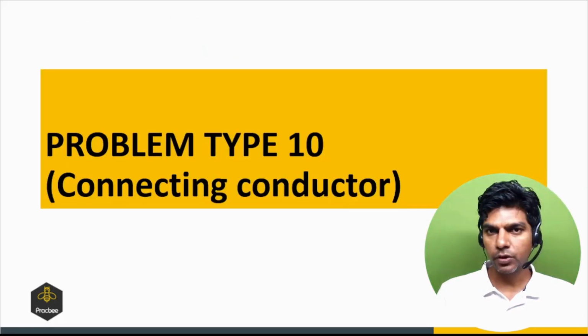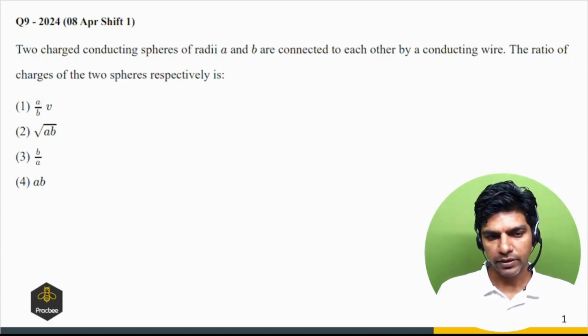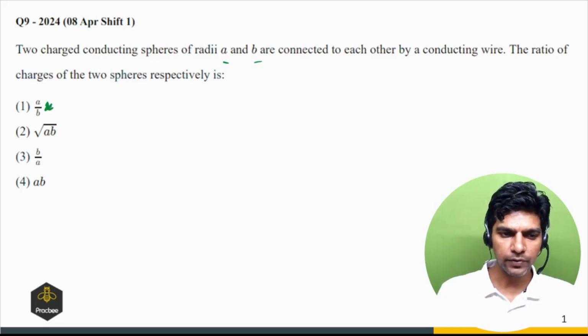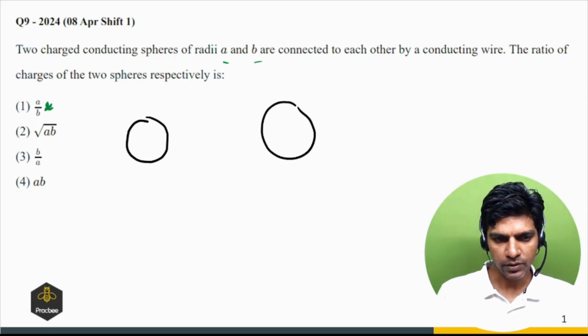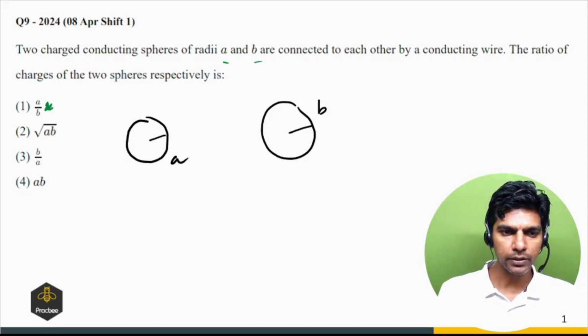Now let us see another problem type where we have to connect conductors. Two charged conducting spheres of radius a and b are connected to each other by a conducting wire. The ratio of the charge of the two spheres, respectively. So when we have two conductors, one having a radius a and the other having a radius b, and now we are connecting them with a conducting path.